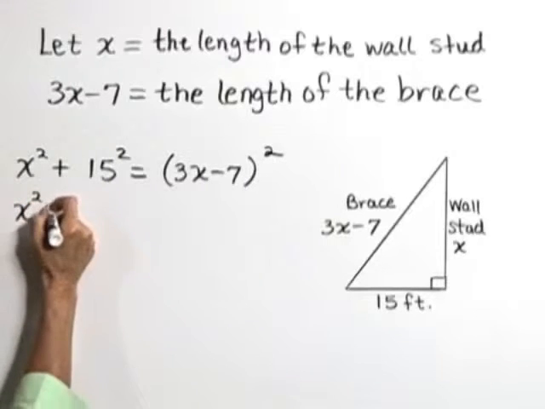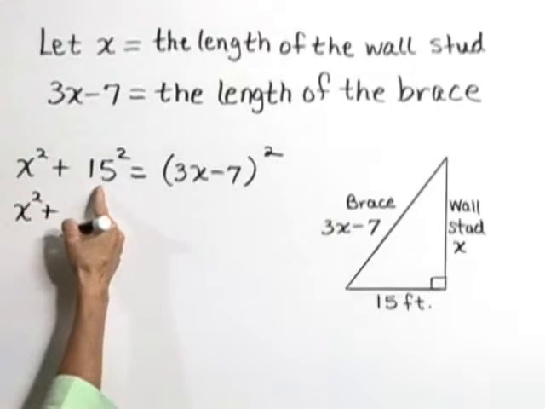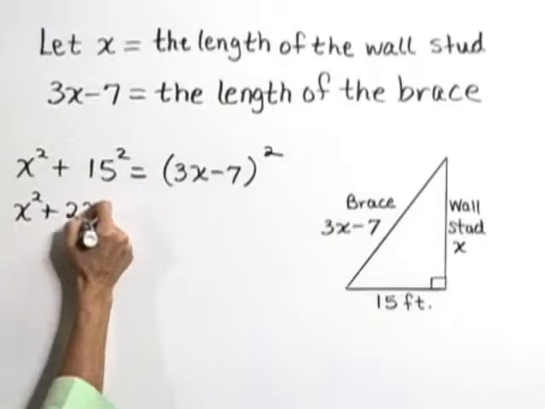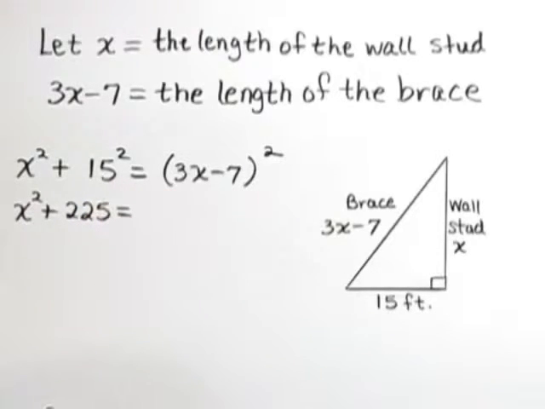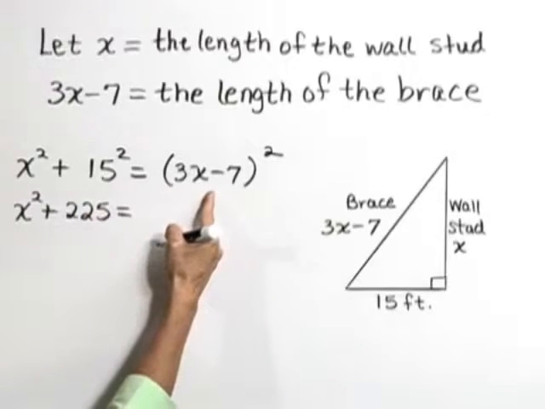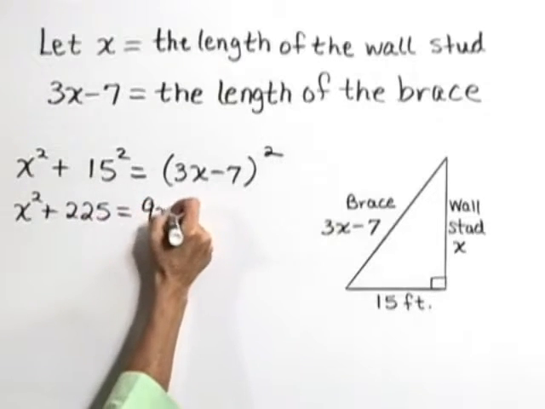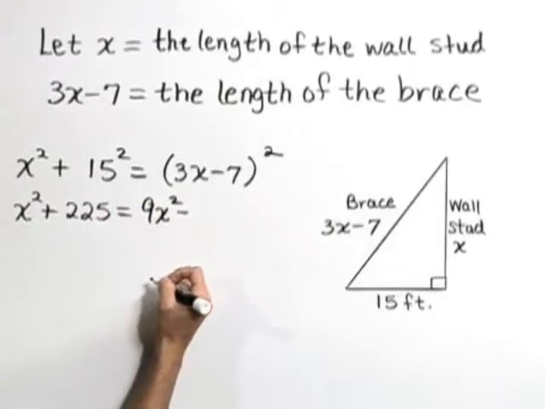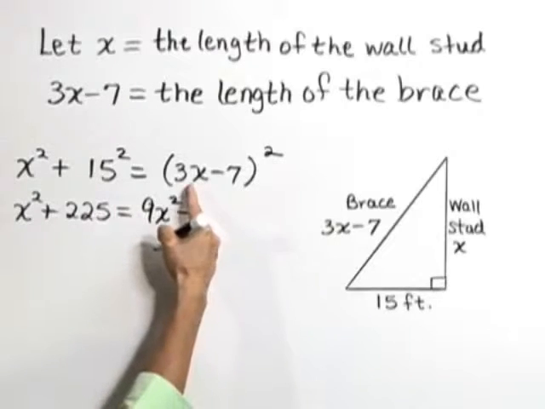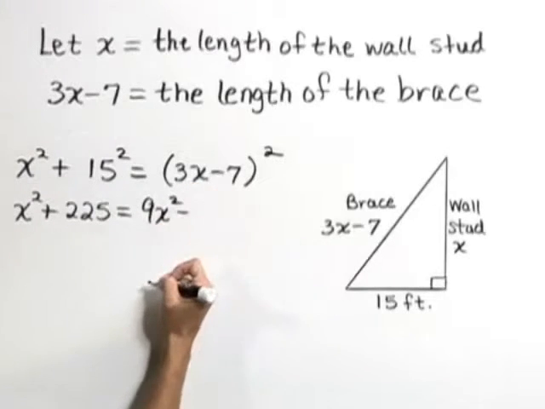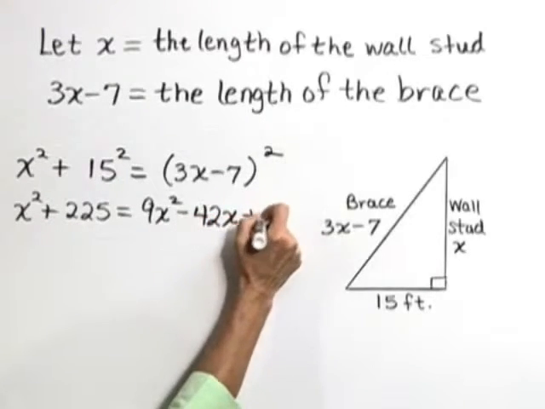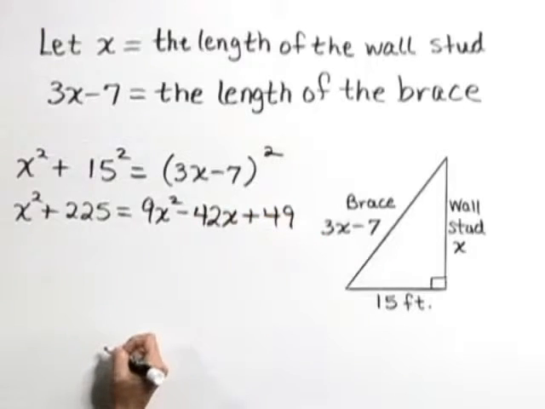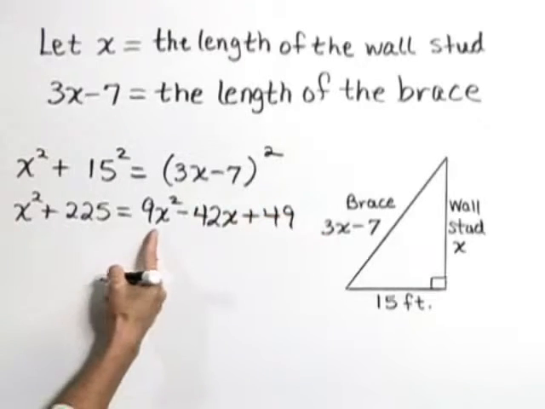On the left-hand side, we've got an x squared plus 15 times 15 is 225. On the right side, foiling or squaring this binomial, we get a 9x squared minus 2 of the products, 3x times 7. That's a minus 42x and plus 49. So we see we have a quadratic equation.